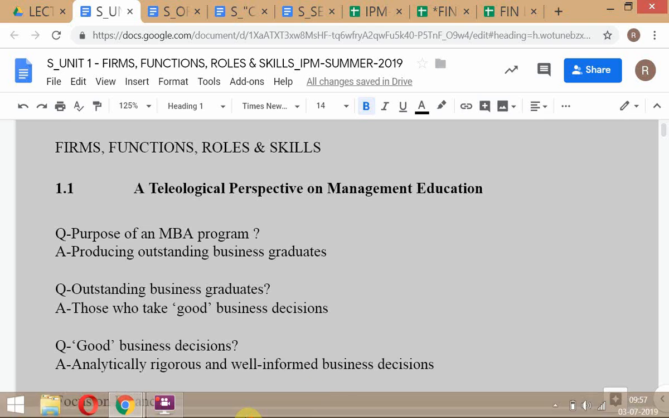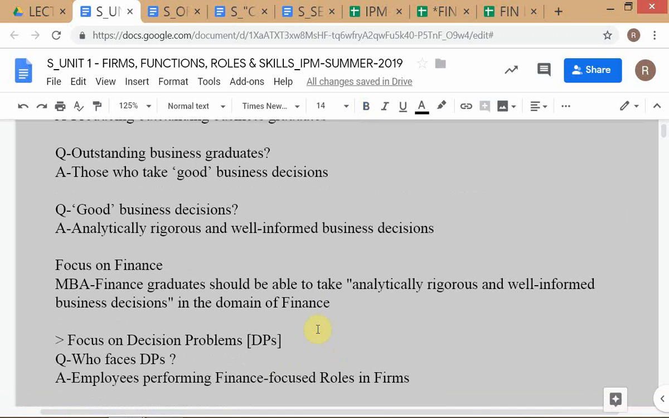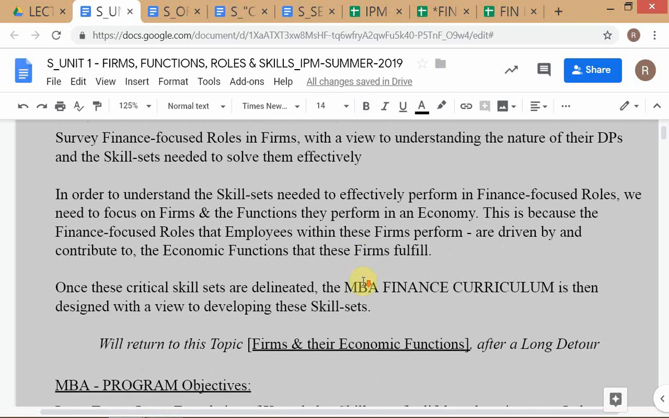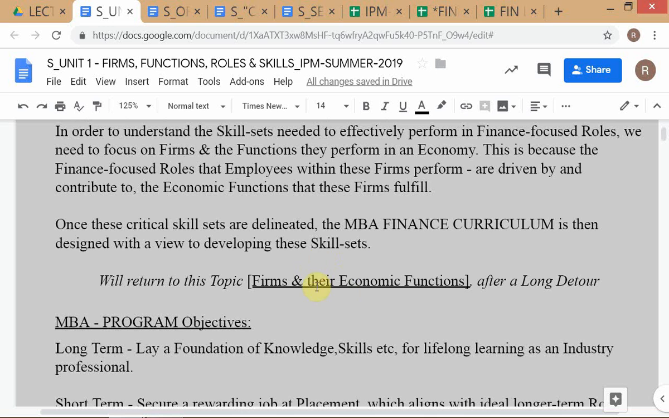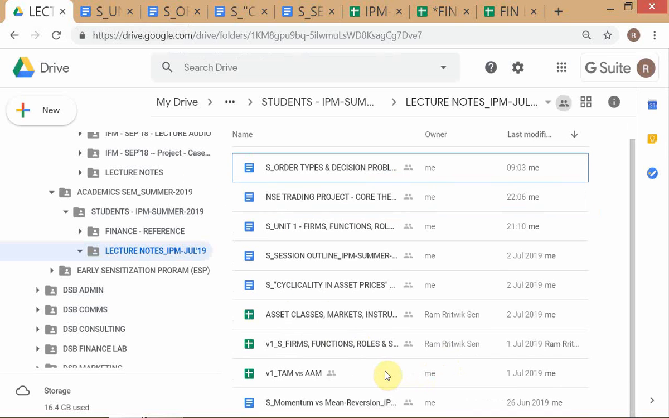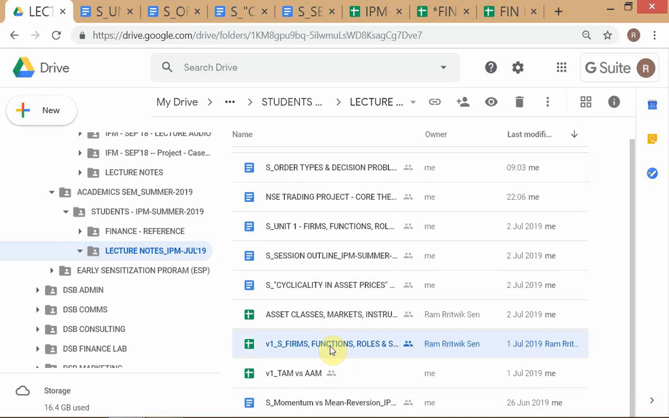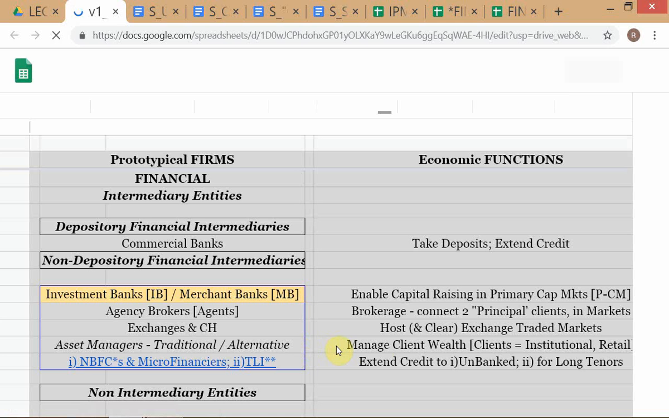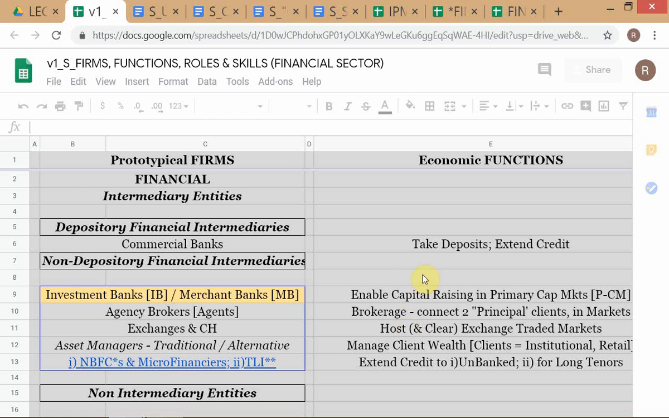So you can go through this. I'm not going to spend too much time on it. Essentially, what I have done is, you will find that there is a spreadsheet in your notes. You can start looking at it if you have extra time. You will see a spreadsheet like this, which essentially gives you the layout of the financial sector, the landscape of the financial sector.